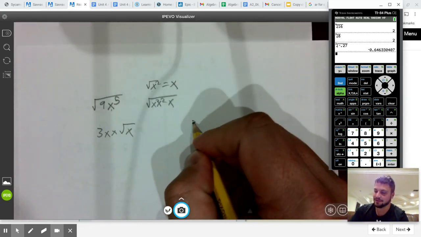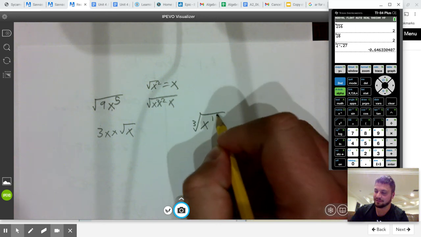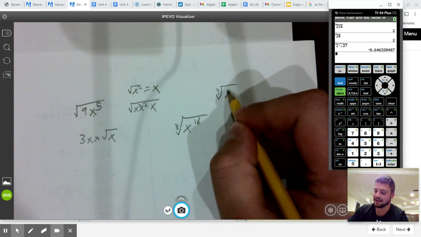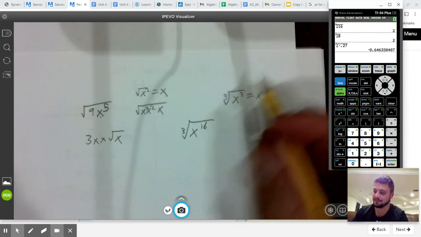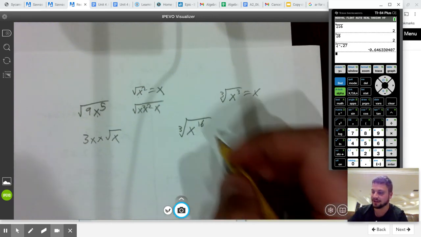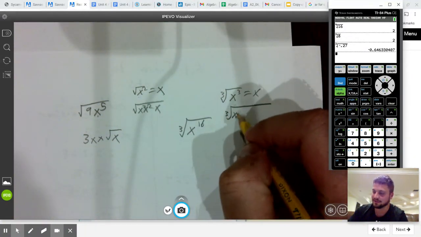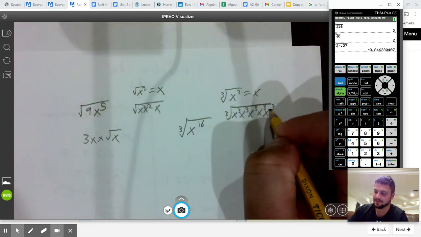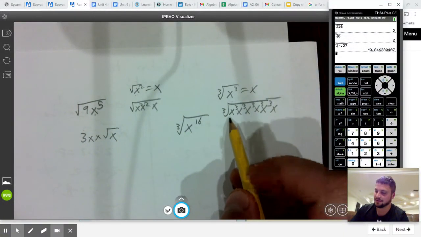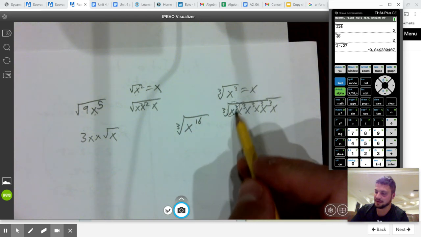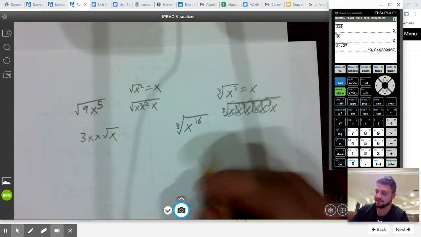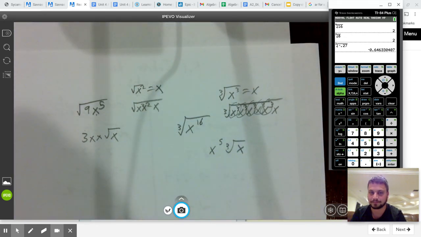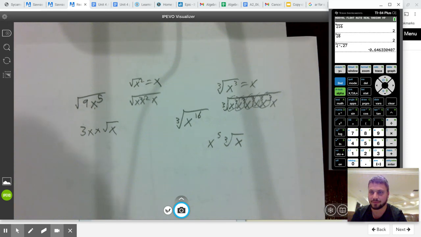If I ask you what's the cube root of x to the 16th, I would now be thinking about how the cube root of x to the 3rd is equal to x. So I'm really now thinking how many x cubes are in x to the 16th. So I'm thinking, let's see, 3, 6, 9, 12, 15, and 16. So here is 1x, 2x, 3x, 4x, 5x's, so that's x to the 5th, with a cube root of x still left in there. So always remember that.